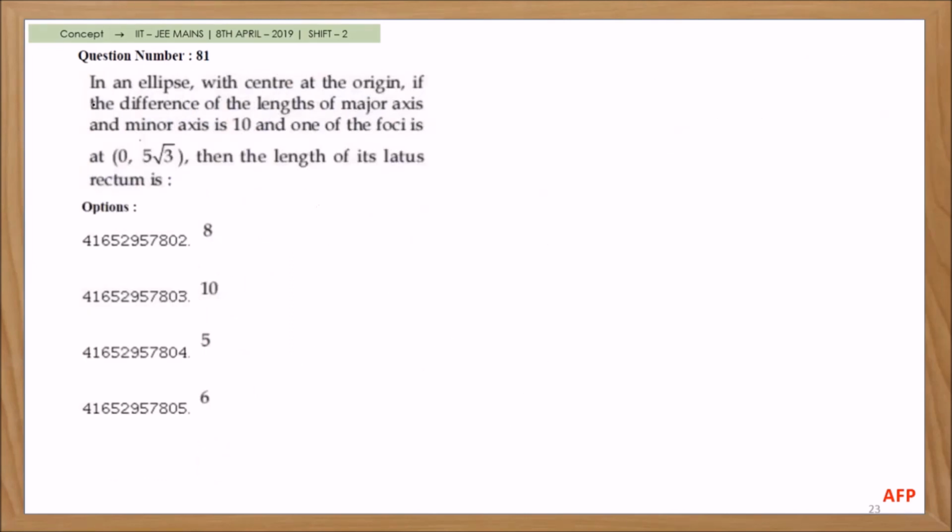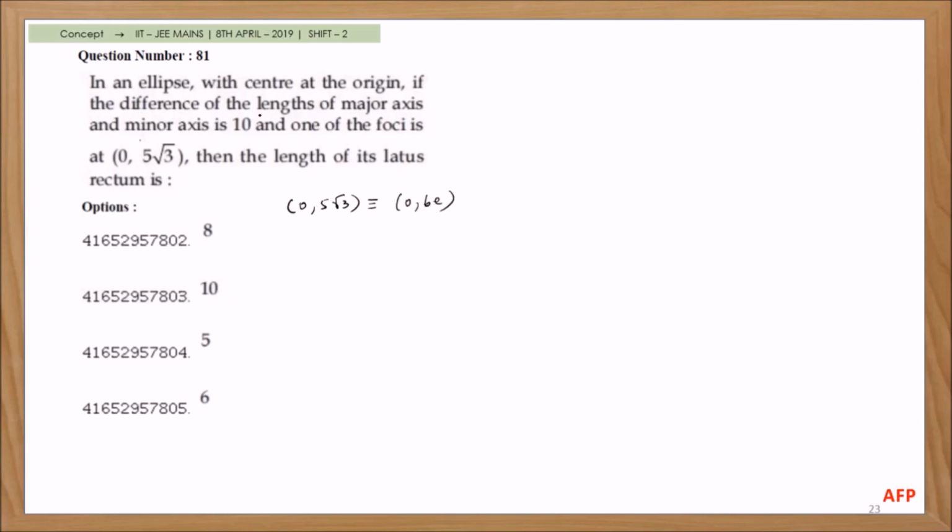Next problem: in an ellipse with center as origin and the difference between the length of the major axis and minor axis is 10, and one of the foci is (0, 5 root 3), find the length of the latus rectum. Here the focus is given as (0, 5 root 3), so this indicates that the ellipse is a vertical ellipse. You can write the focus as (0, b). So this is one part of our discussion.